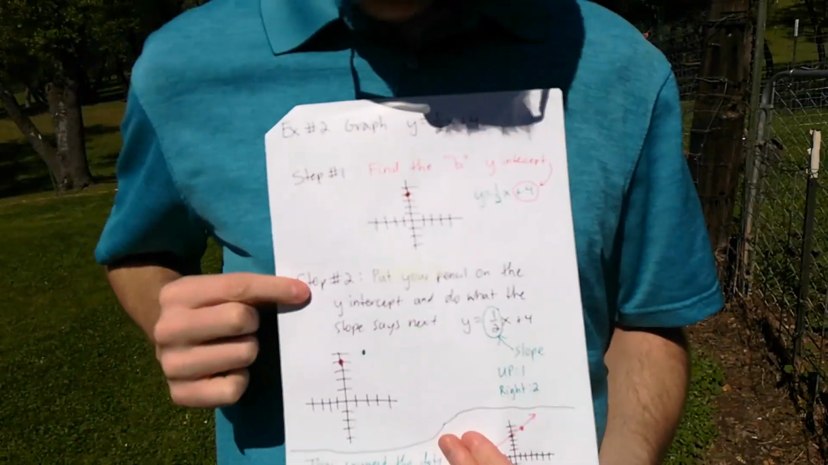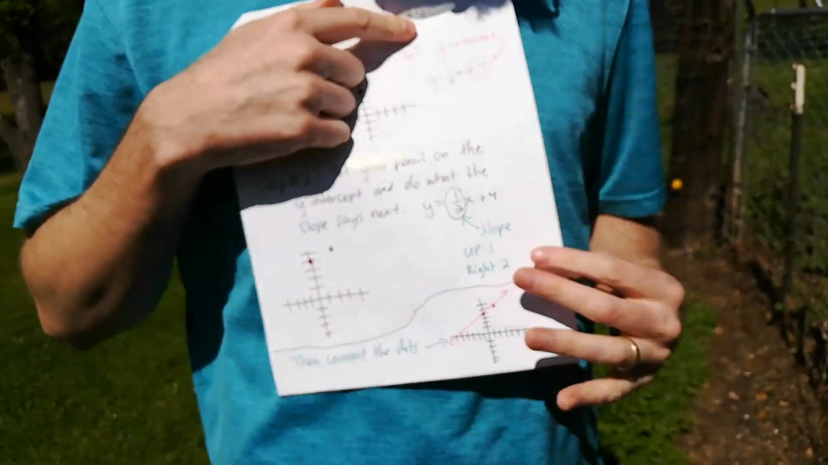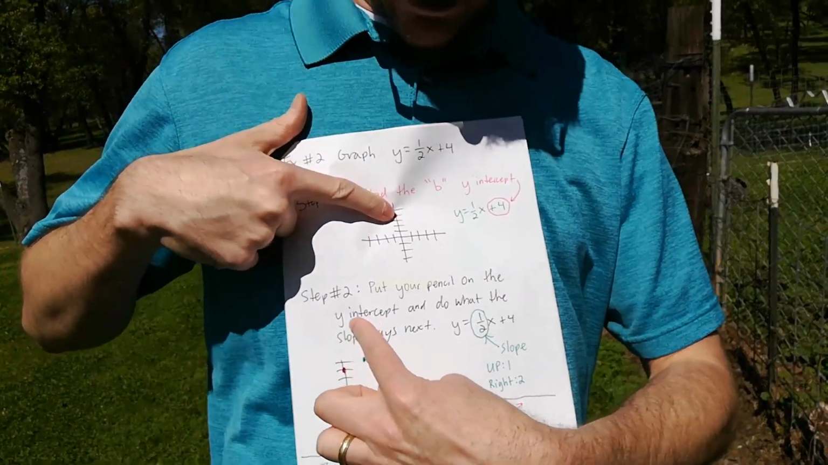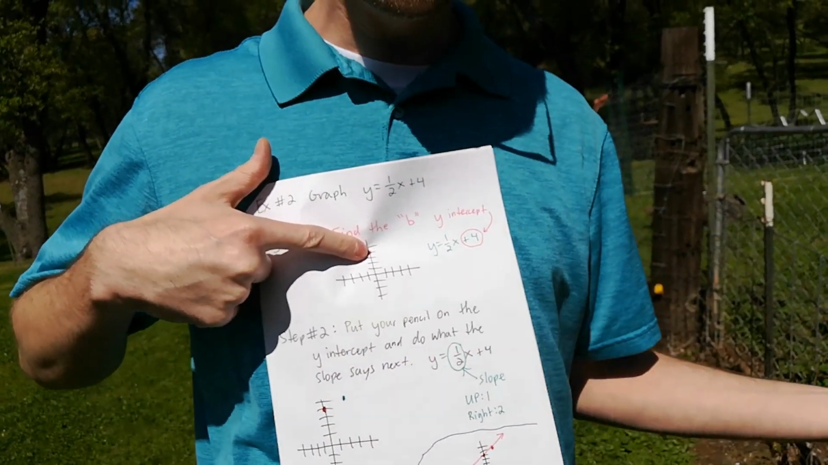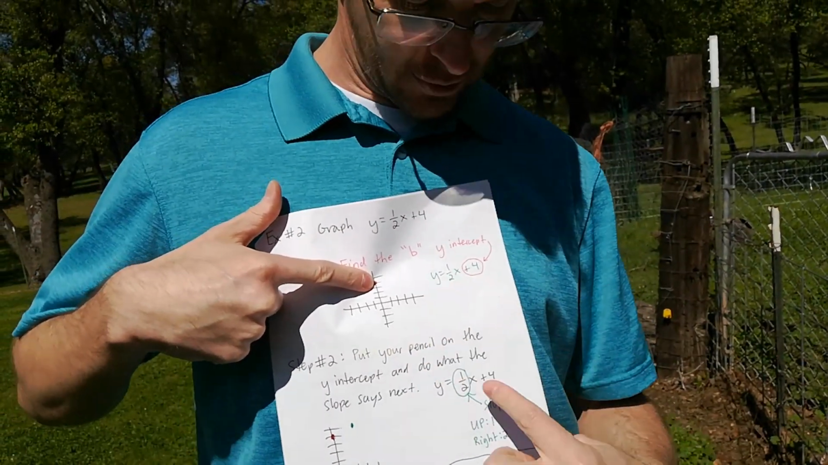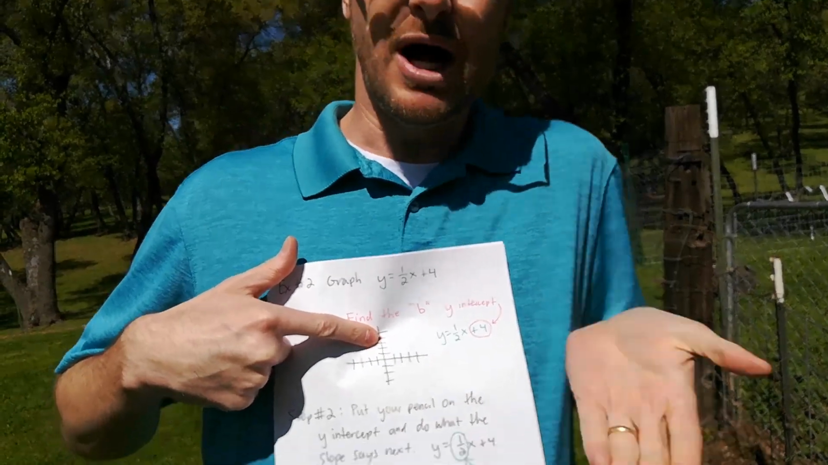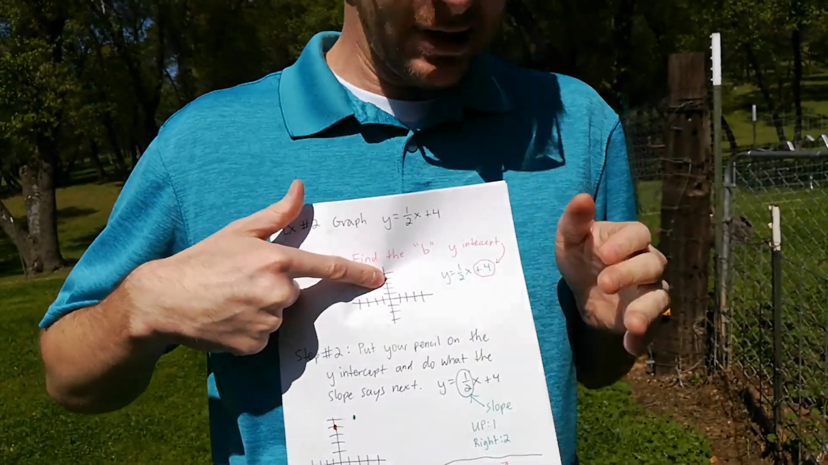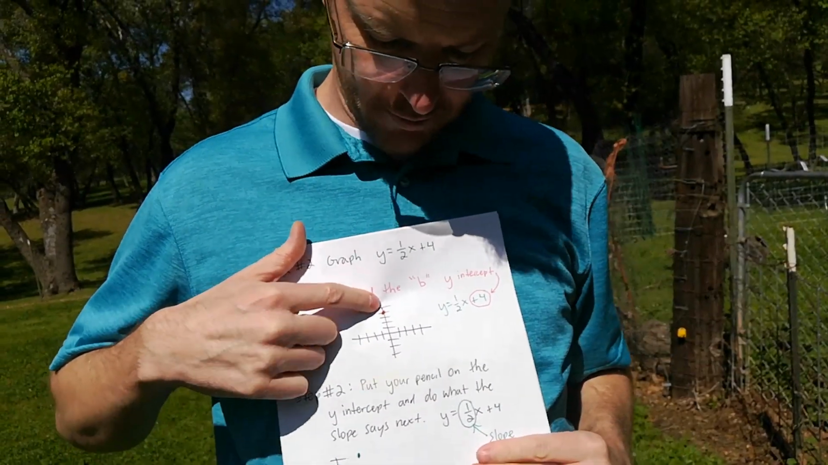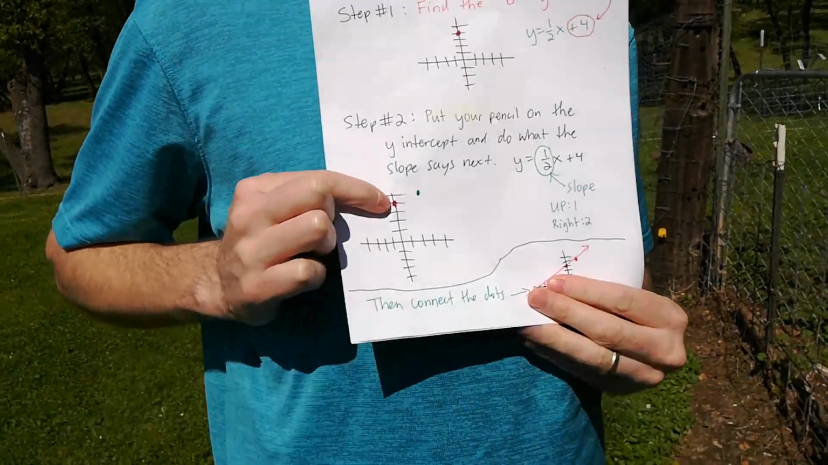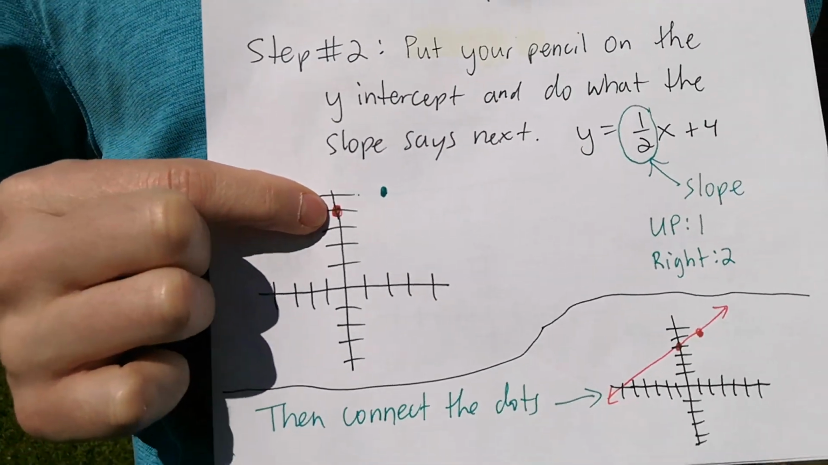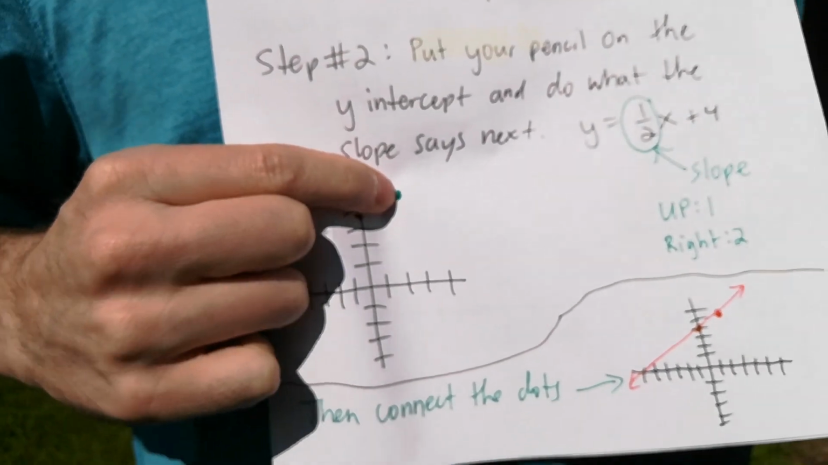Okay? Then step number 2 is put your pencil on that dot, the y-intercept, and then do what the slope says to do. The slope, which was the 1/2 right there, says it's going to be a rise over run, so go up 1 and go over 2. Look, I did it down here. See? There's the big old fatty dot. You go up 1, you go over 2, and you drop another big old fatty dot right there.